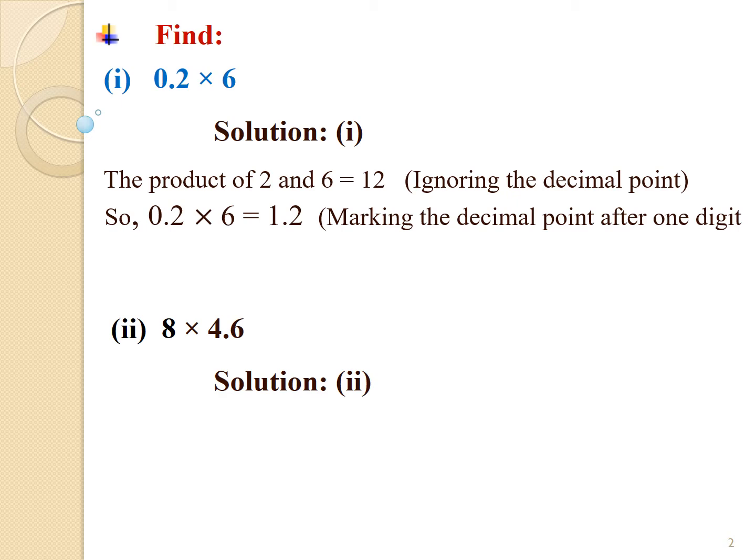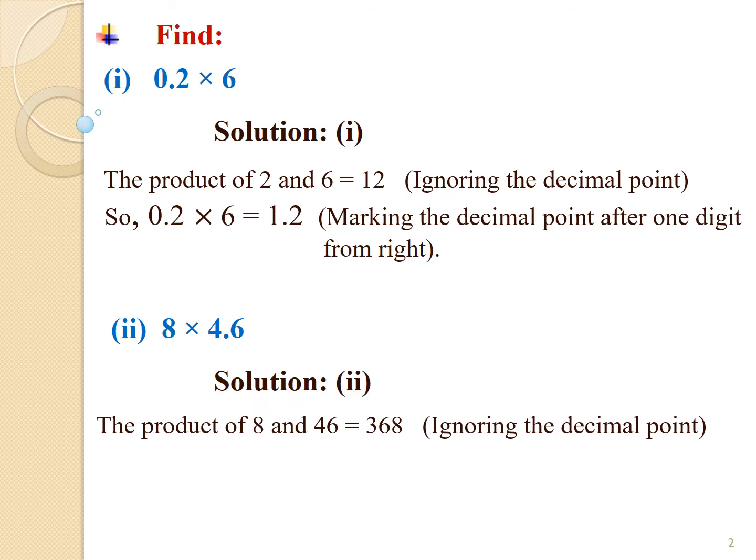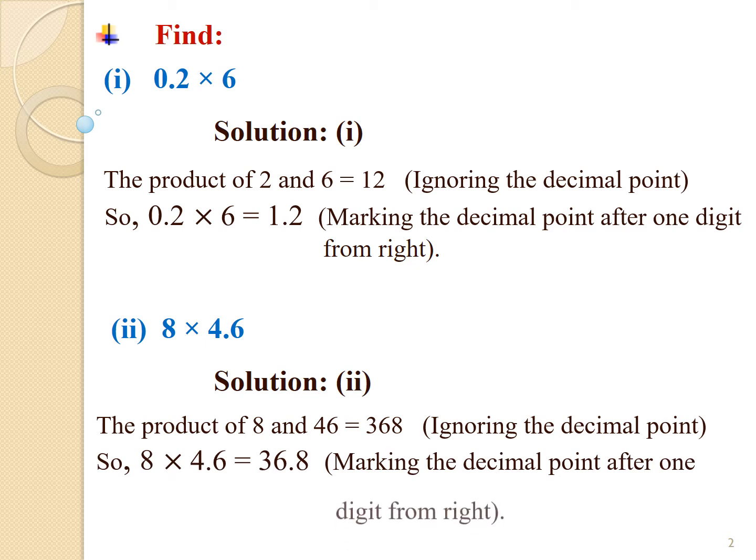Now, let us solve sum number 2, 8 into 4.6. First, multiplying 46 by 8 as a whole number by ignoring the decimal point, we get 368. Now, marking the decimal point after one digit from the right, as there is one decimal place in 4.6, we get 36.8. Thus, 8 into 4.6 is equal to 36.8.